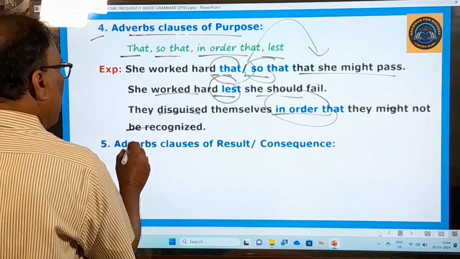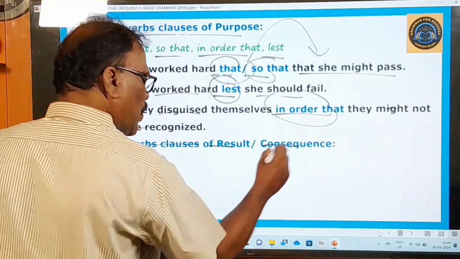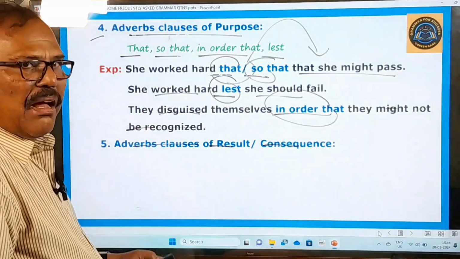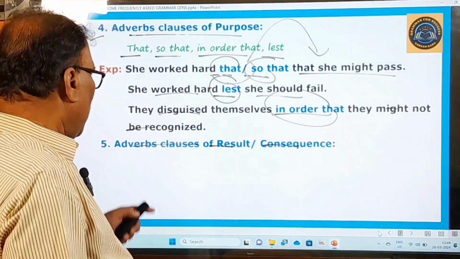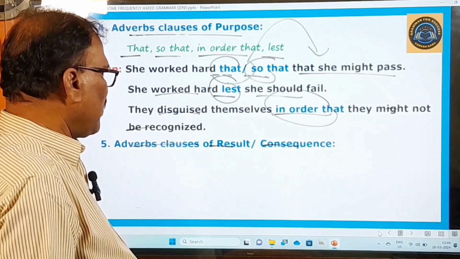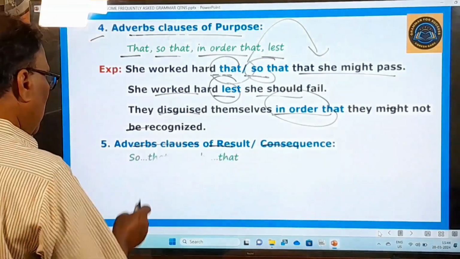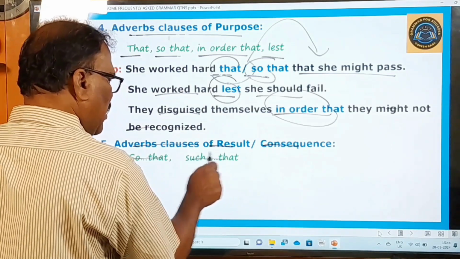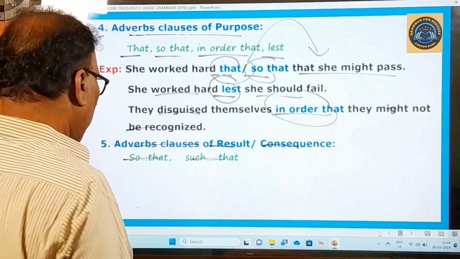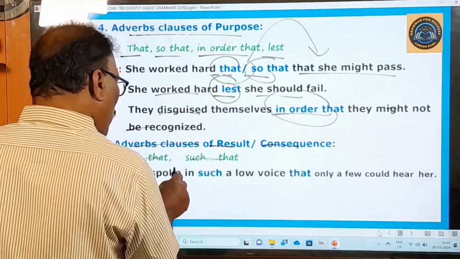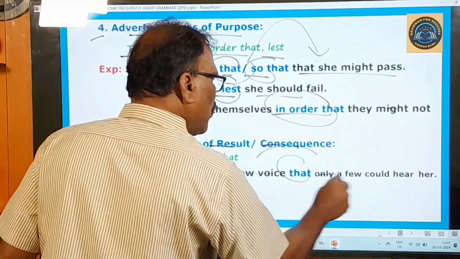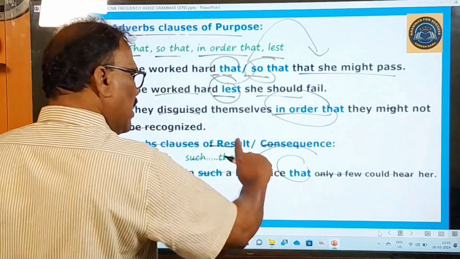Fifth one, adverb clauses of result or consequence. Okay, and what are the subordinating conjunctions that introduce adverb clauses of result or consequence? So that, so dash dash that, such dash dash that. These are the two conjunctions. Okay, now let us see that. She spoke in such a low voice. What is the result of this? That only a few could hear her. What is the result or consequence?